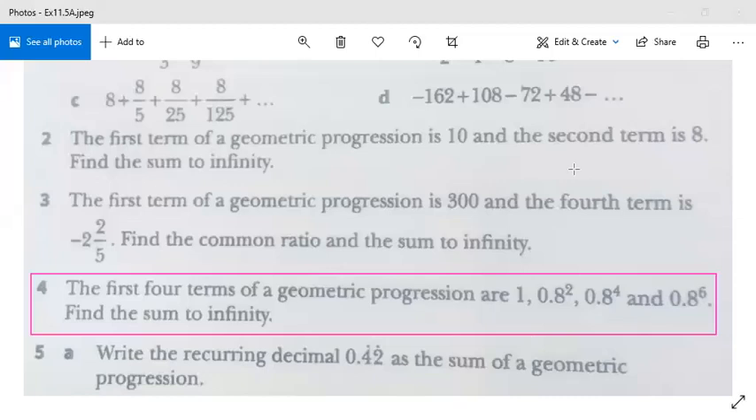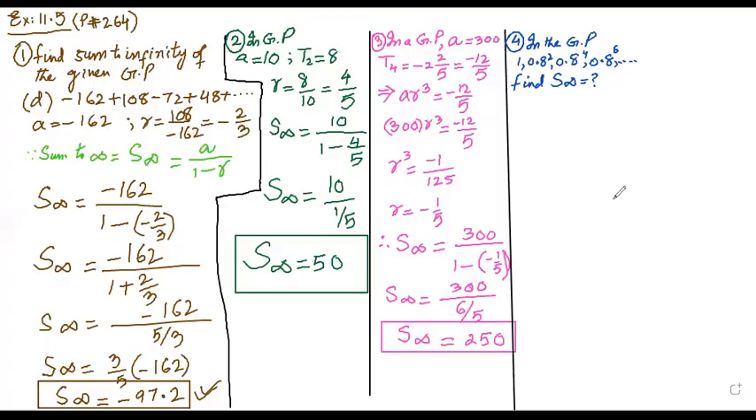So in question number 4, it is given that the first four terms of a geometric progression are 1, 0.8 square, 0.8 power 4, and 0.8 power 6. Find the sum to infinity. So A is 1 and R we can find by 0.8 square upon 1, which will become 0.8 square, and 0.8 square we can write as 0.64.